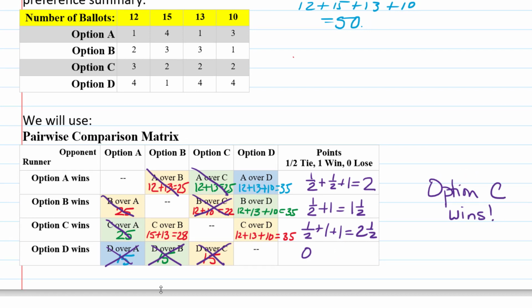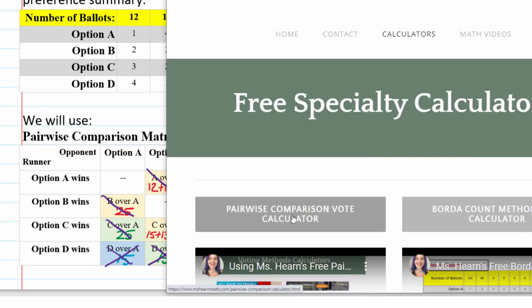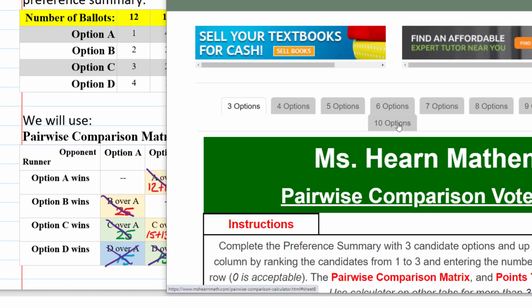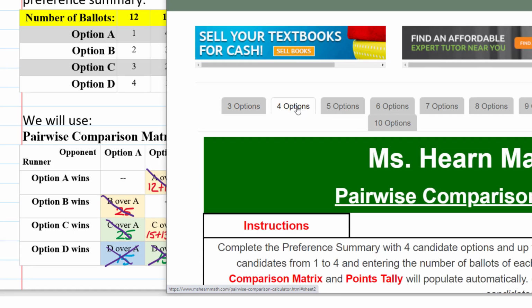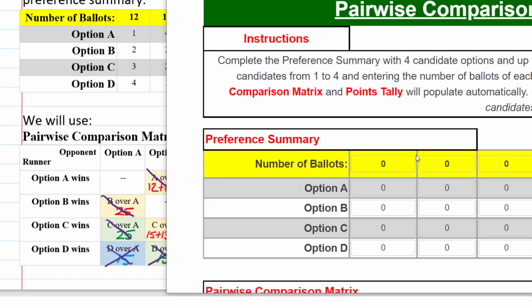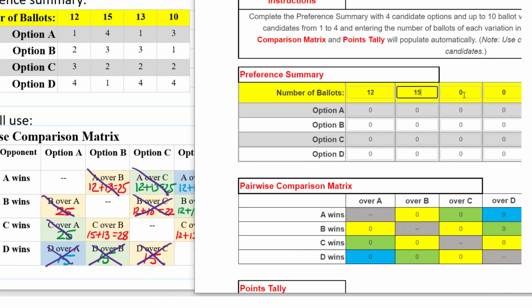Now, to check our answer, I'm going to visit MissHearnMath.com and I'm going to click on calculators. And right here, there is a link to a pairwise comparison vote calculator. So I'm going to click on that. You have to pick the tab that has the correct number of candidates. In this case, we have 4 options, so I'm going to click on the 4 options tab. And then I'm going to fill in the preference summary that I was given at the beginning. Across the top, I'm going to put the number of ballots of each variation, and then I'm going to put the rankings in each column.